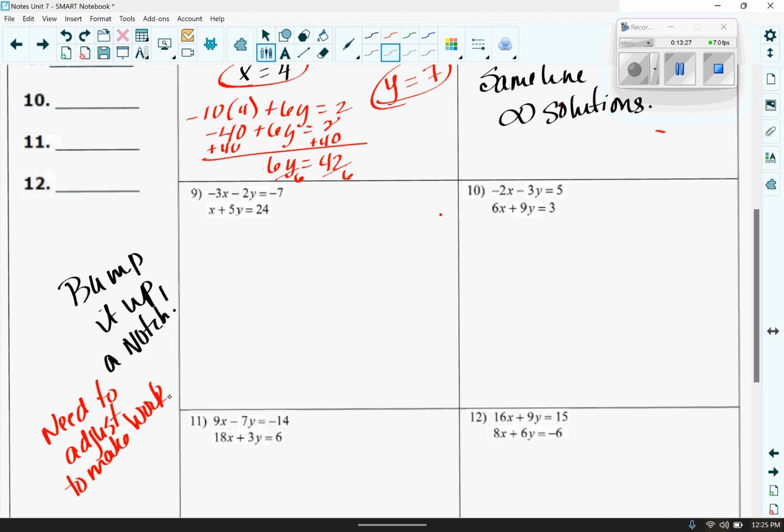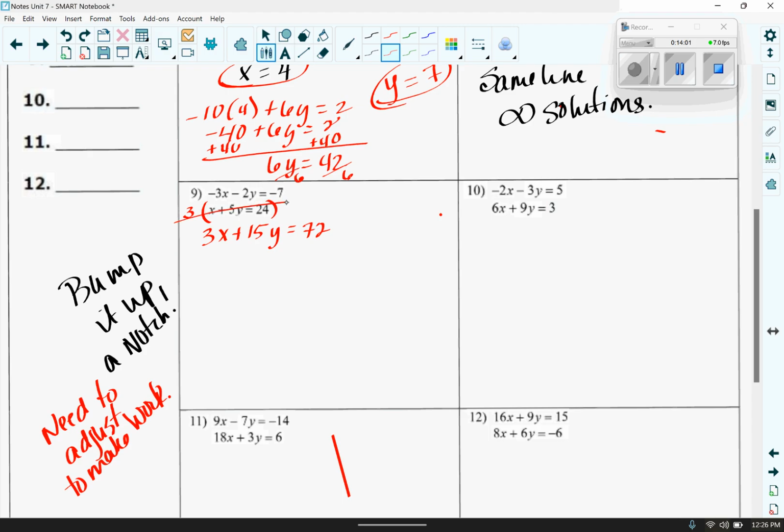So to do that, I'm going to try to get rid of the x's, because all I have to do is one maneuver to get rid of the x's. If I multiply this whole thing by 3, instead of just a negative to switch the signs, I want it to be opposite. So I want this x down here to be a positive 3x. So I multiply everything by 3, I get a 3x plus 15y equals 72, because 3 times 24 is 72.